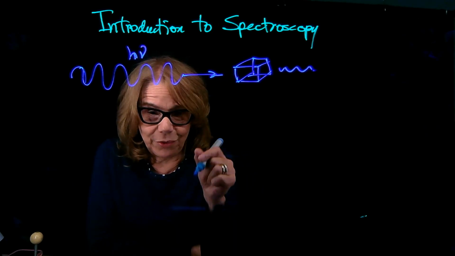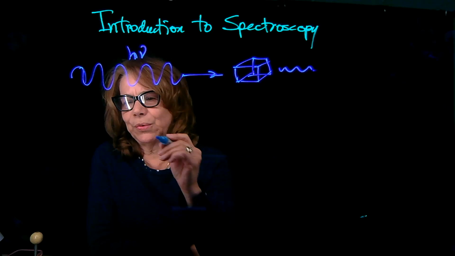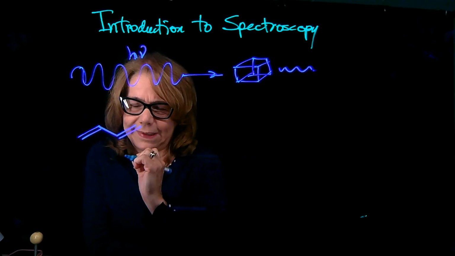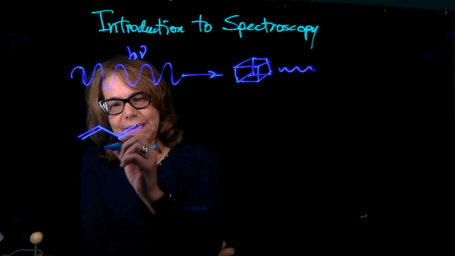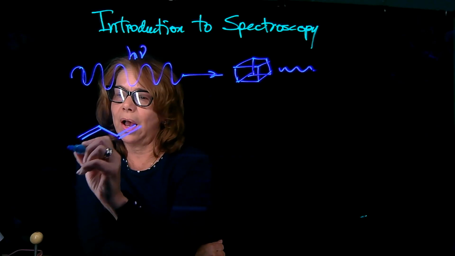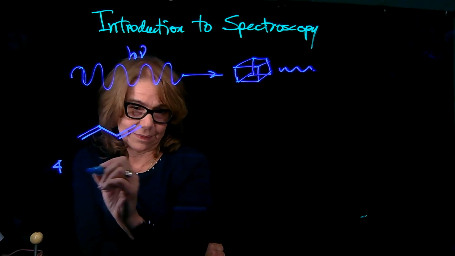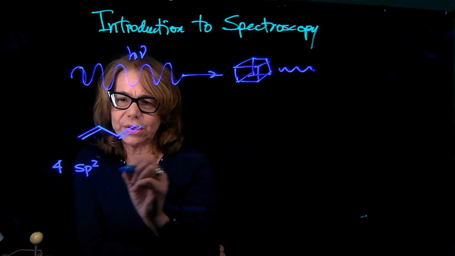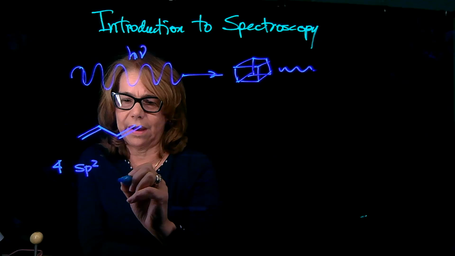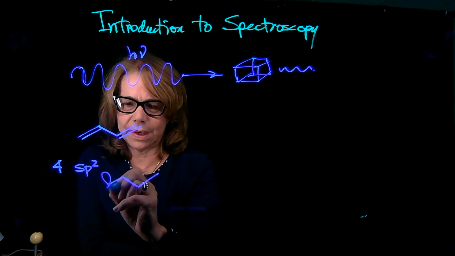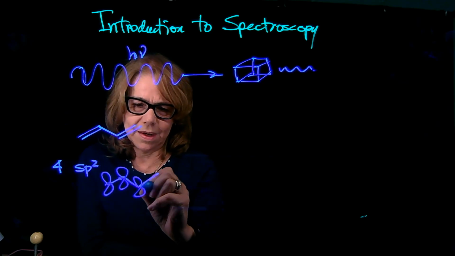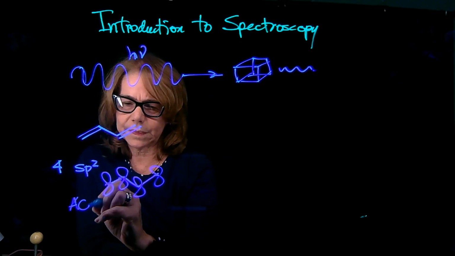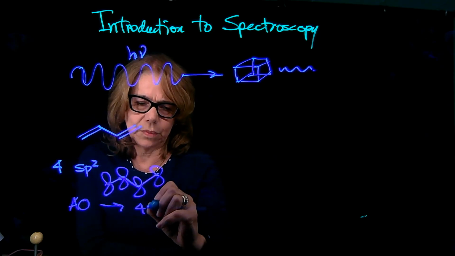Let's talk about the origin of the UV visible absorption. For that, we're going to be doing, for example, butadiene. And for butadiene, let's remember that we have 4 carbon atoms that are sp2 hybridized, meaning that in each of the carbon atoms, we're going to have 1 unhybridized p orbital. So from 4 atomic orbitals of type p, we're going to make 4 molecular orbitals.